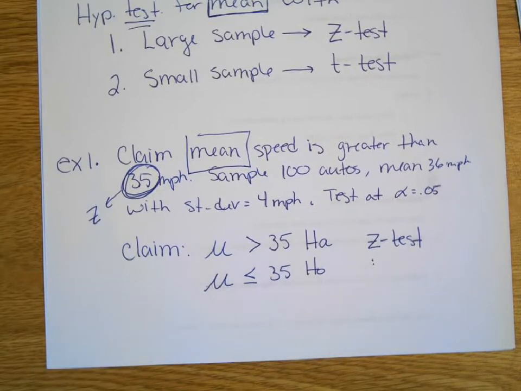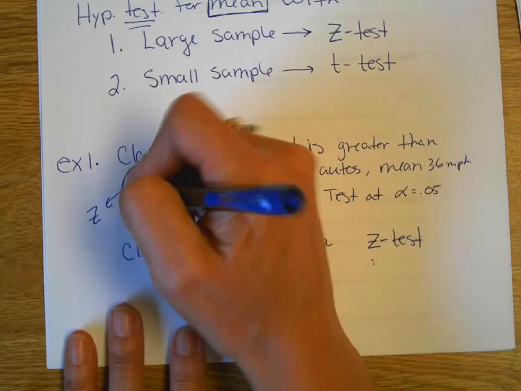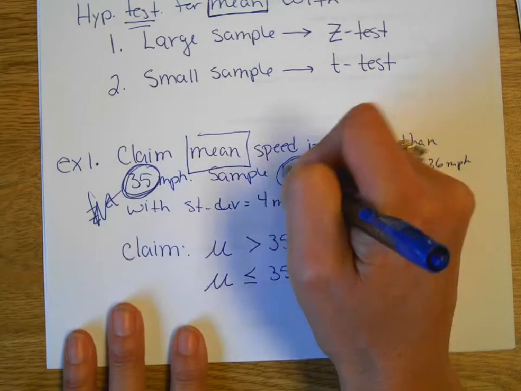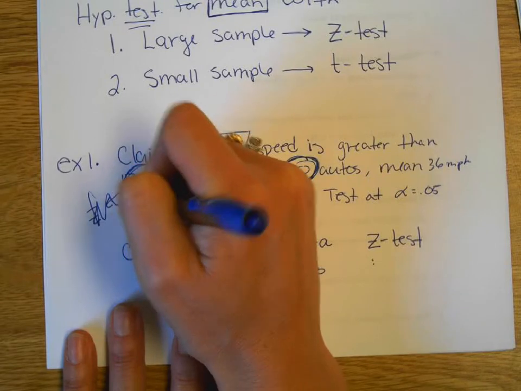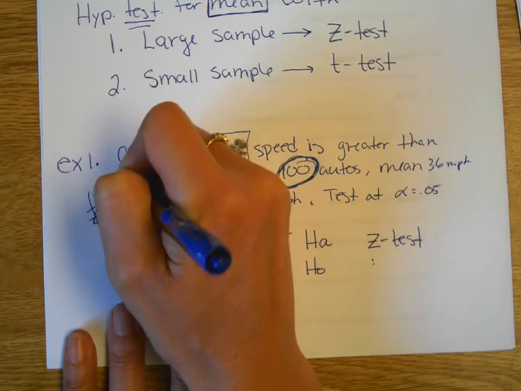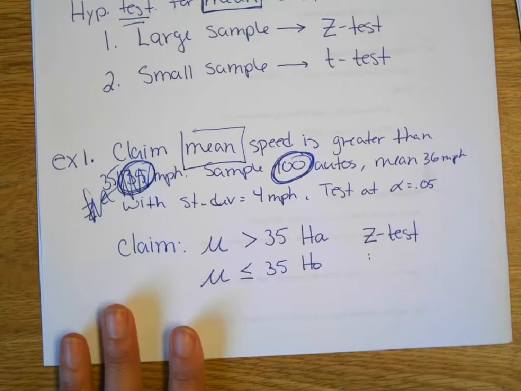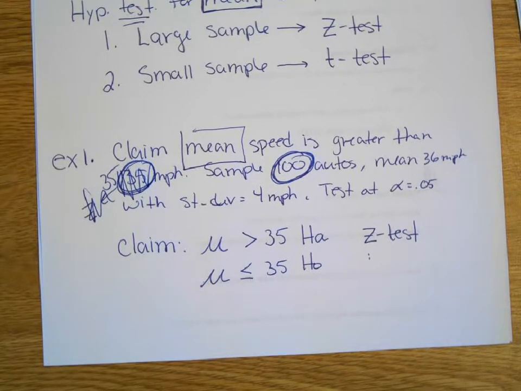Schwartz, are you sure it's not the 100 that makes it over 30? Oh, gosh. 100 makes it over 30. My bad. Yeah, you would be correct. I did totally circle the wrong thing.